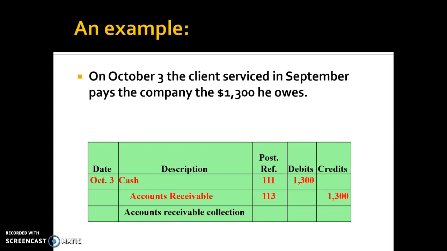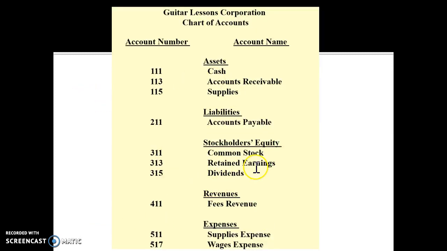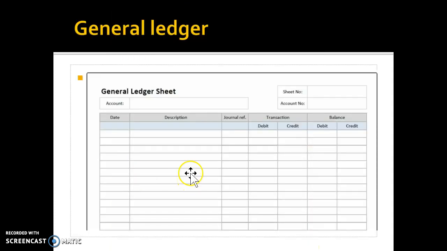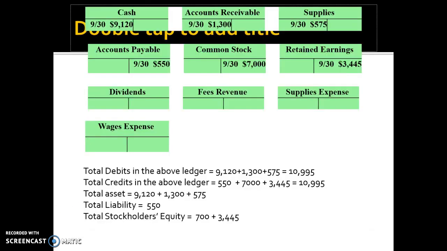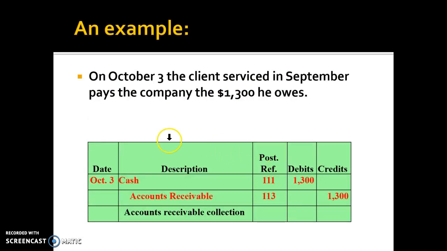So far we have talked about three things. The first one is the chart of accounts, which serves as a map. We know what kind of accounts are available for us to use, and we know the numbers of them, right? The second one is the general ledger, which tells us the summarized information of the firm. And the third one is an entry which records each transaction. Now we have to talk about the relationship between a ledger and a journal entry.